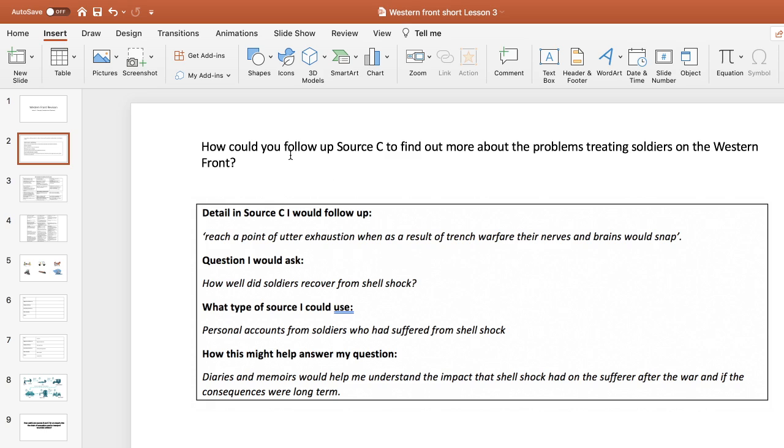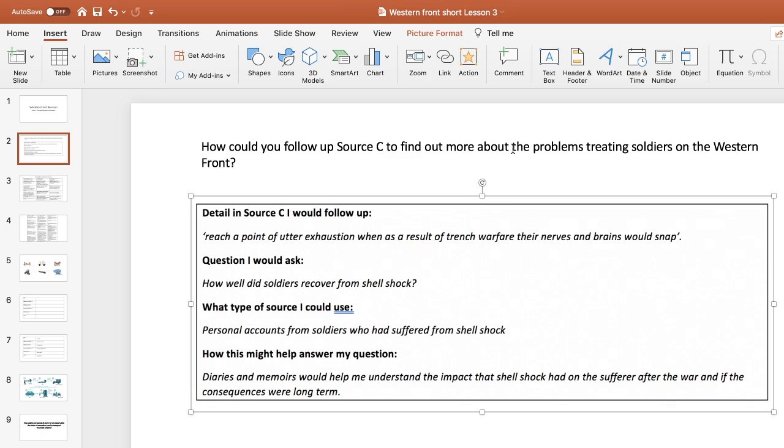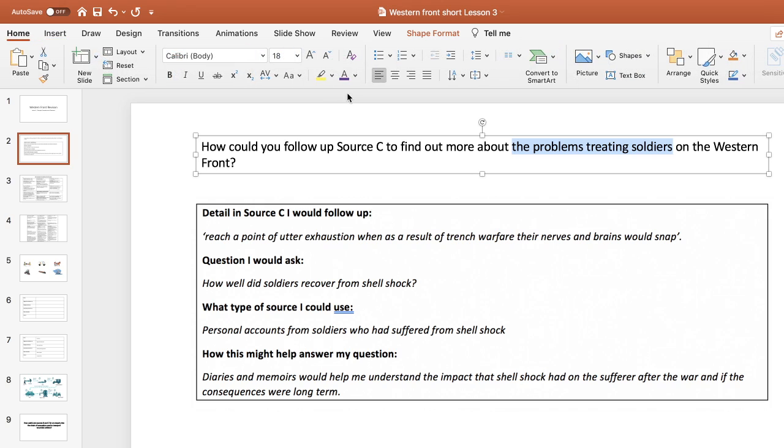And this question's asking you, how could you follow up source C to find out more about, and this next part's the important part, what is it asking you to find out more about? It's asking you to find out more about the problems treating soldiers on the Western Front. Now, in an exam, I would highlight what is the focus here, and I would be thinking about, okay, so the next set of questions that I ask and the details I pick out has to be regarding the problems treating soldiers.